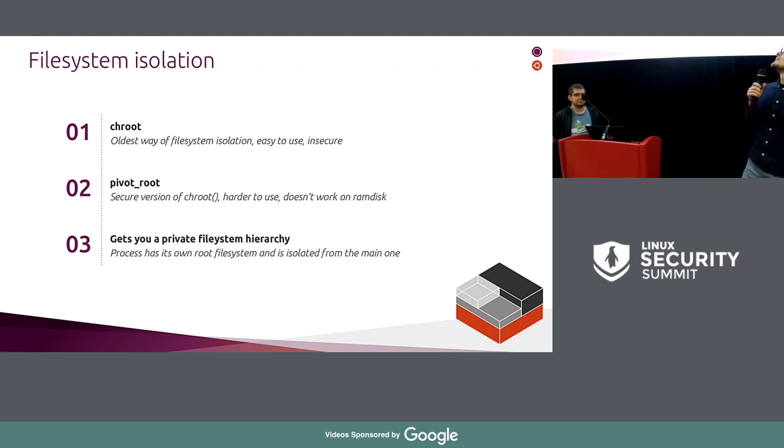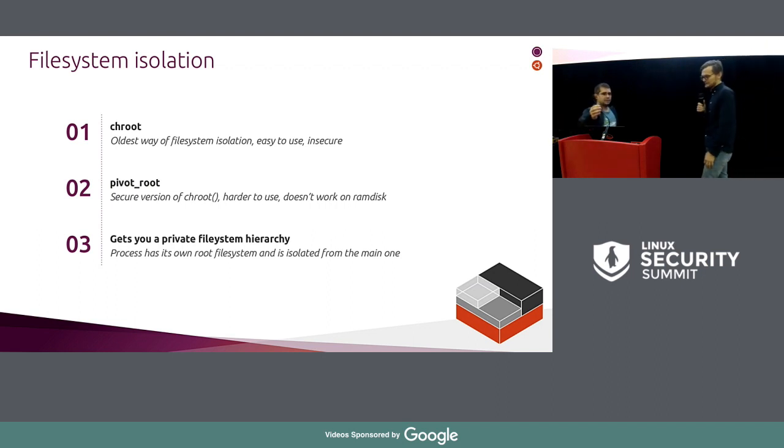And it requires that you are in a new mount namespace to do it correctly, otherwise you're going to mess with your system, which chroot doesn't require. You get your private file system hierarchy, your own view on slash. That's basically what it is, and you should go on and demo it.